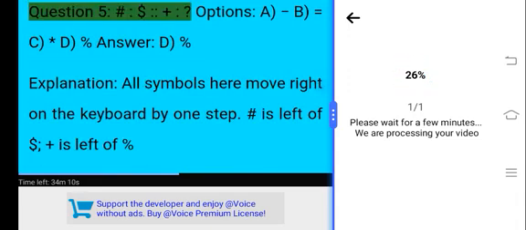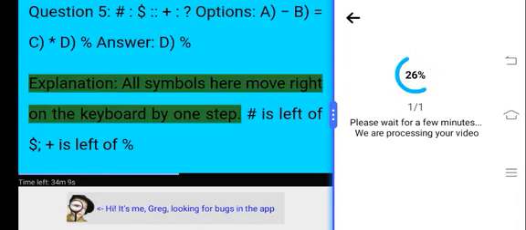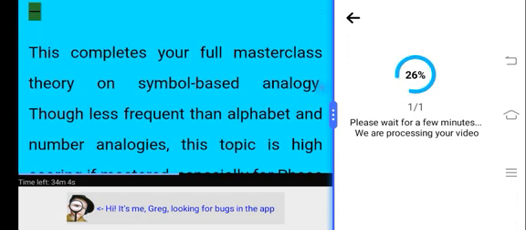Question 5. Hash, $, plus. Options: A. minus, B. equals, C. percent, D. percent. Explanation: All symbols here move right on the keyboard by one step. Hash is left of $, plus is left of percent.